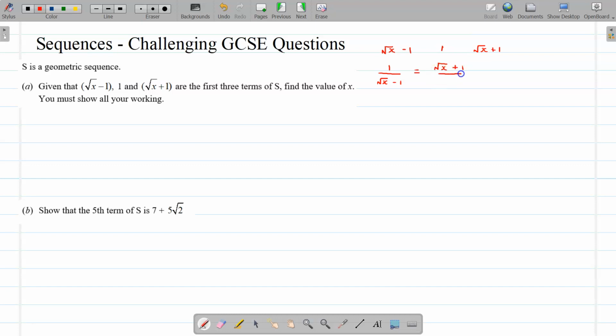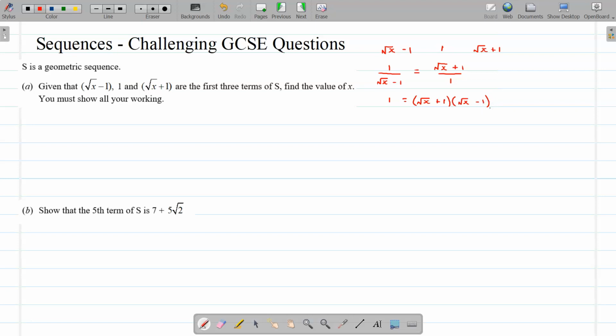I'll just write it down as divide by 1, but obviously you wouldn't need to, because dividing by 1 leaves it unchanged. Now if we just cross multiply, in other words, I multiply both sides by 1 and then by root x minus 1, it follows that 1 is equal to root x plus 1 times root x minus 1.